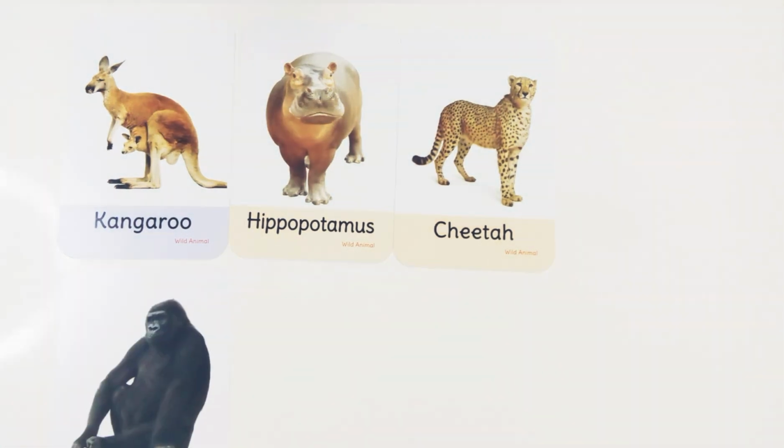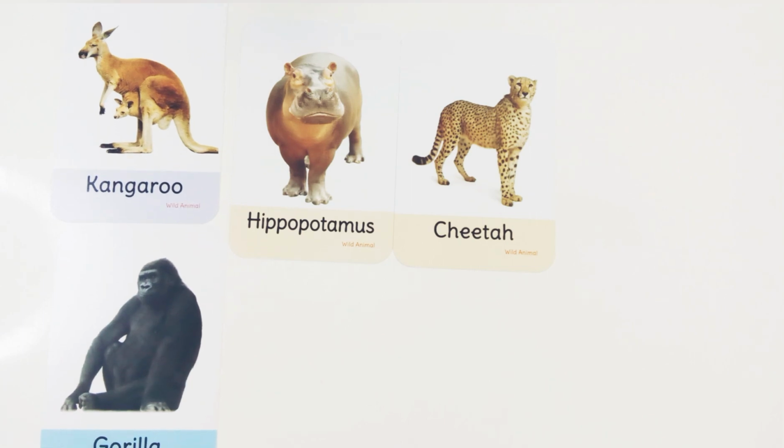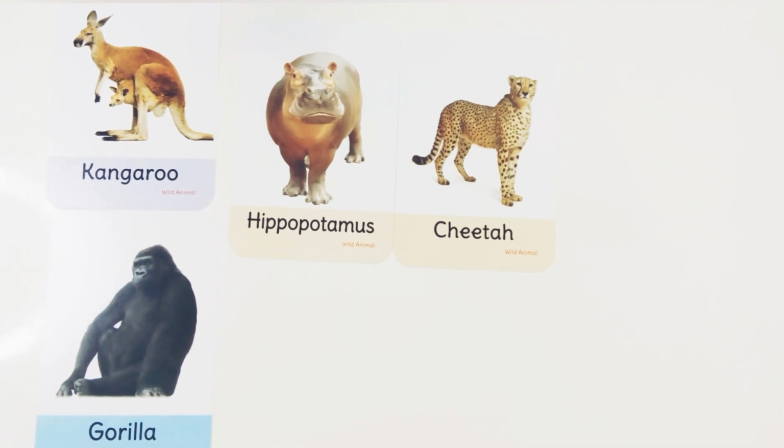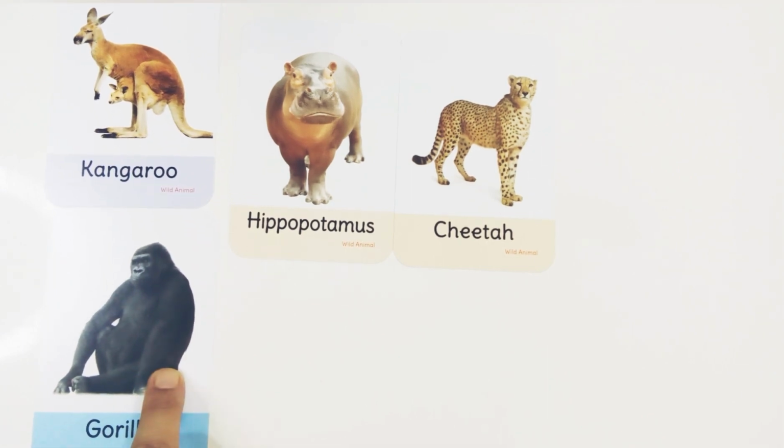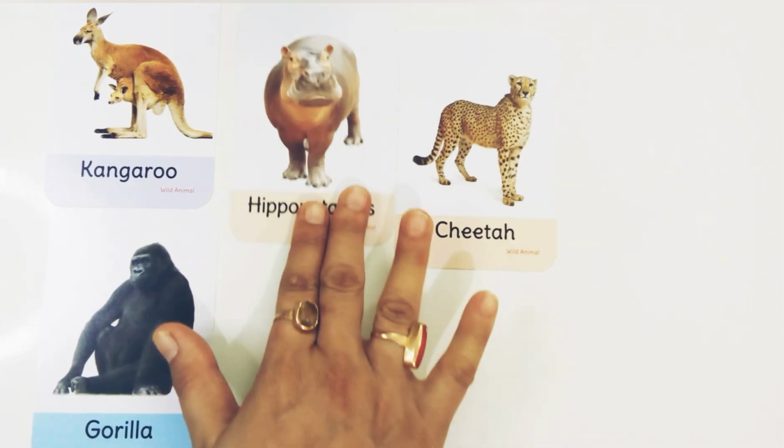G for gorilla. Gorilla. G for gorilla. This is gorilla. Gorilla is a wild animal.